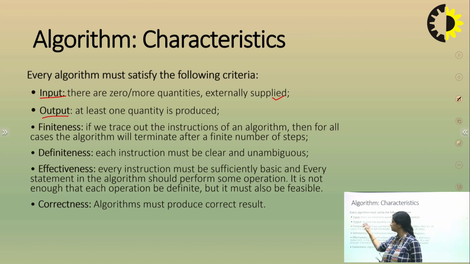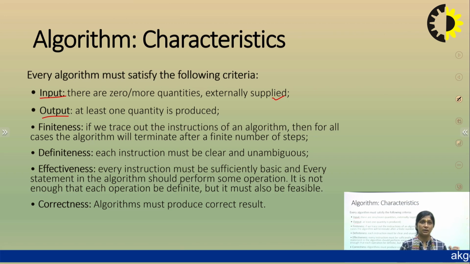Output. You are taking 0 input or more input, but there is exactly one output. In the first case, you are taking the output hello world. In the second case, you are taking the output sorted numbers like 2, 3, 4, 5. Means there is exactly one output, or at least one quantity. This is output. Third is finiteness.